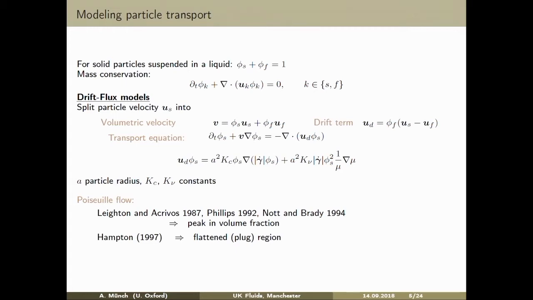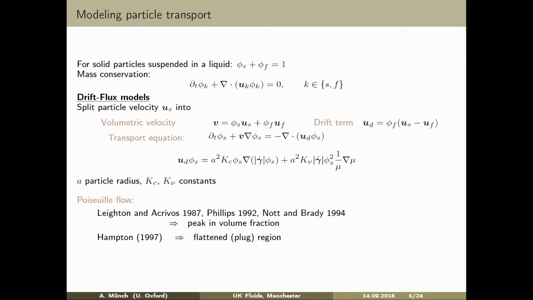And for this, you write down these drift flux equations, and they have an interesting feature, namely that the particles try to migrate in the direction of the larger strain. This is how these models were put together semi-empirically by Leighton and Acrivos, and then there was a whole string of research on them. It turns out they capture the migration towards the middle quite well, but they also produce a singularity in the middle where you get a peak in the volume fraction, which is not exactly what you see in the experiment.